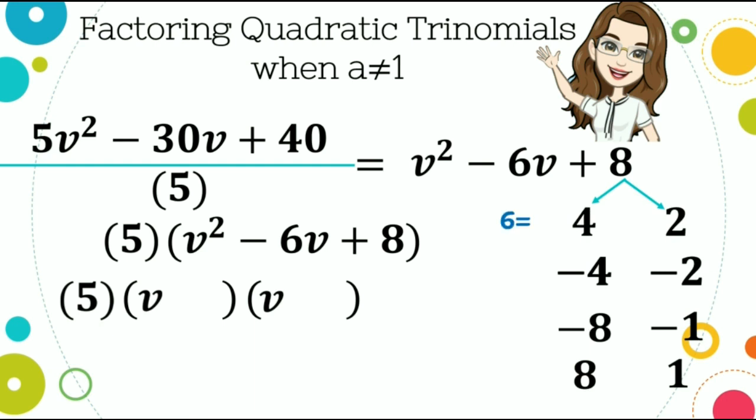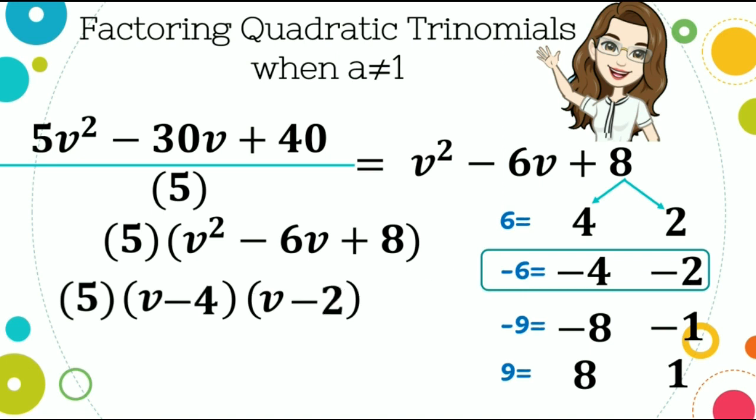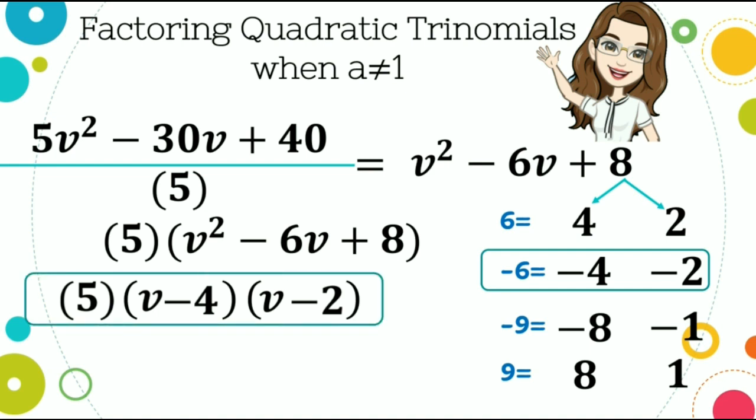4 plus 2 is 6. Negative 4 plus negative 2 is negative 6. Negative 8 plus negative 1 is negative 9. Positive 8 plus positive 1 is positive 9. The sum that matches the middle term of our quadratic trinomial, which is negative 6, is with factor negative 4 and negative 2. Therefore, our factor for 5v squared minus 30v plus 40 is 5 times v minus 4 times v minus 2.